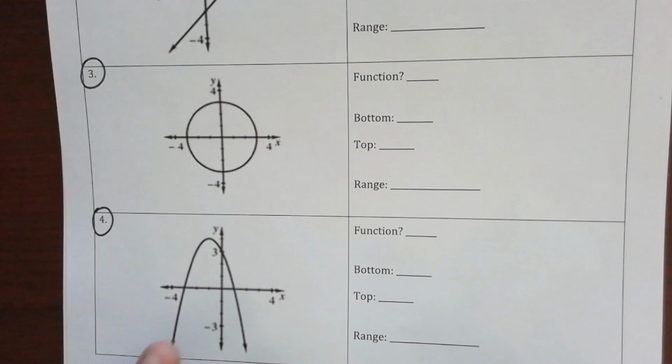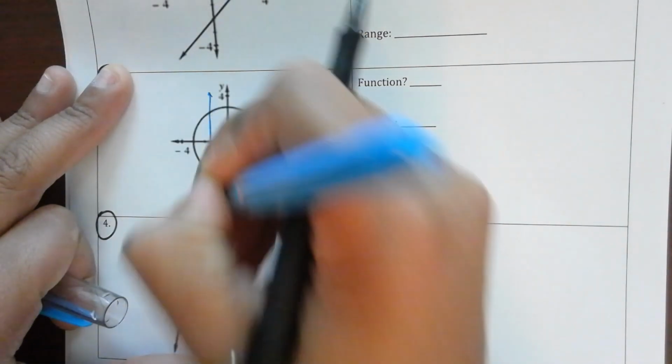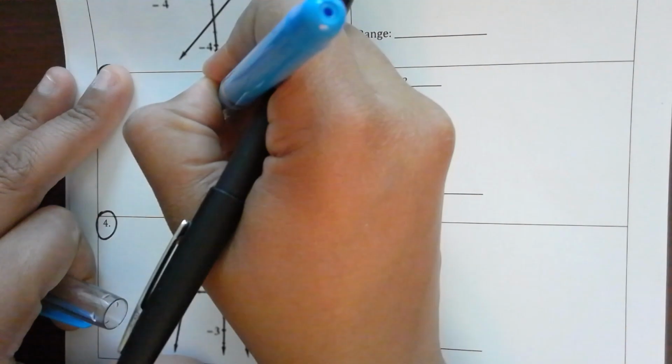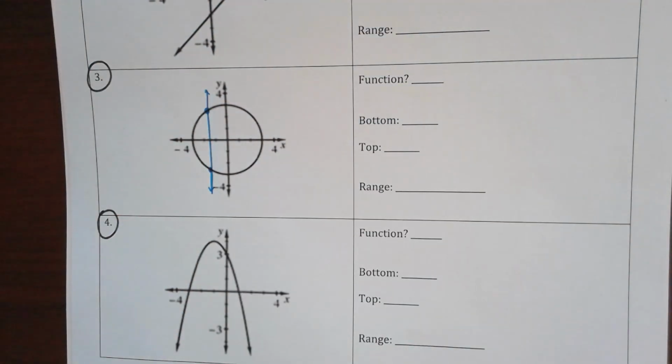3. Is this a function? No, because does it pass the vertical line test? No. If I were to draw a vertical line right here, how many times does that line hit this graph? Twice. 1 there and 1 there. It's supposed to hit it how many times for it to be a function? Once. If it hits it more than once, it ain't a function. Y'all got to start making your own vertical lines.